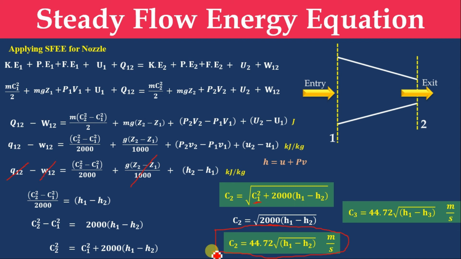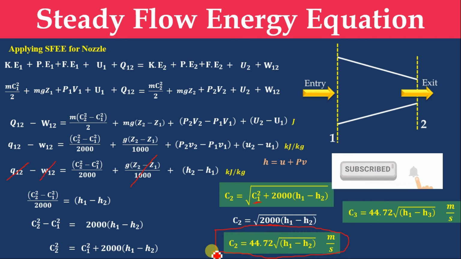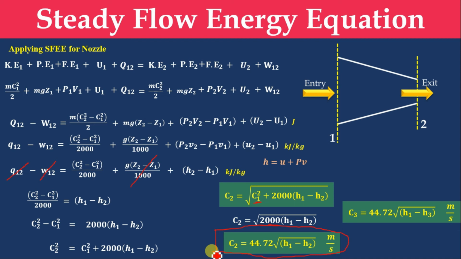These equations are applicable only when the flow is isentropic, which means there are no friction losses inside the nozzle. So we are taking the nozzle to work at 100% efficiency. In the next lecture, we will discuss maximum mass flow rate through a nozzle, critical pressure ratio, and maximum velocity.